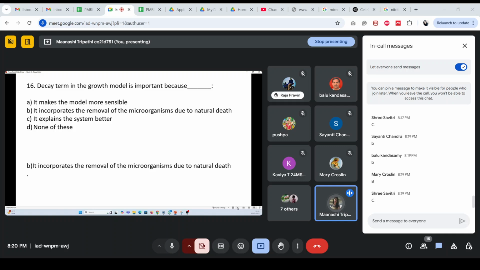Okay, so why do we use the decay term? Because it incorporates the removal of microorganisms due to natural death. We know that bacteria do die naturally, right? Maybe due to lack of nutrients and other reasons. Otherwise, the model would have just predicted that the bacteria keep on growing and growing.